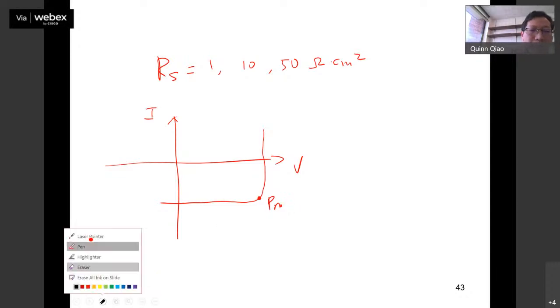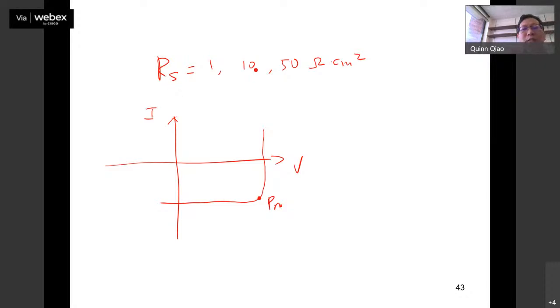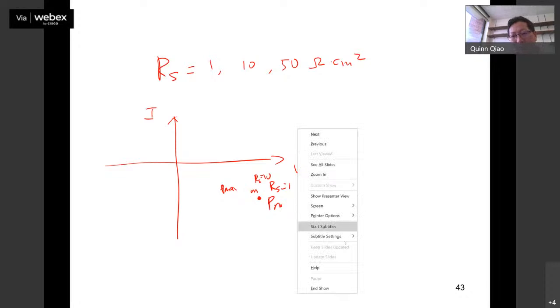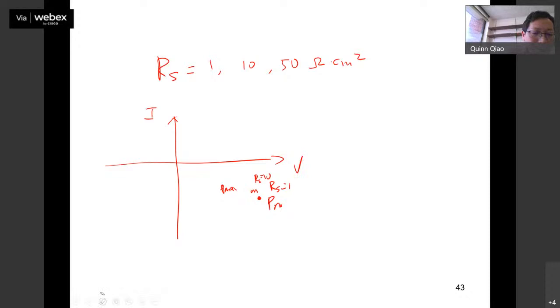When my series resistance increases to 10, my IV curve changes like this. Now Pmax is here. When RS increases to 50, my IV curve changes to this, and now my Pmax is here. Sorry, let me replot.